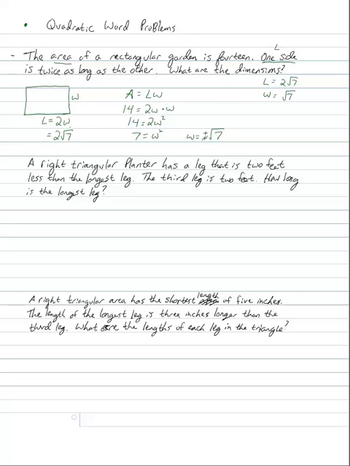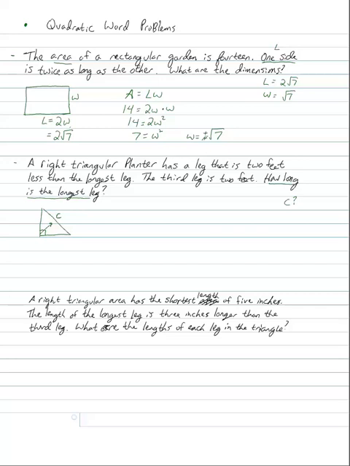So we've got a right triangular planter that has a leg that is 2 feet less than the longest leg. The third leg is 2 feet. How long is the longest leg? Okay, so I have a right triangular planter, so I'm going to draw a right triangle. Right triangle means it's got a 90-degree angle. And the longest leg is always the hypotenuse, that leg across from the 90-degree angle. We're going to call that C, and that is what we're looking for. We're looking for how long is the longest leg, so I'm trying to find out what C is.